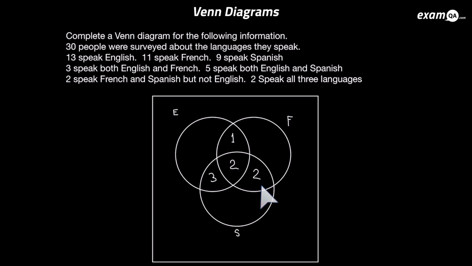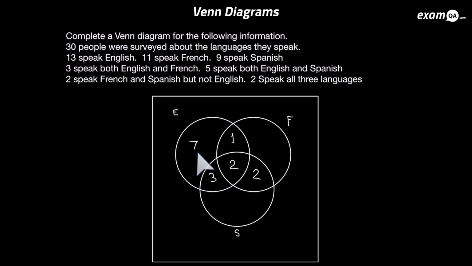So the next piece of information I'm going to do is 13 speak English. As I showed you earlier, English is everything in the English circle. All of this is 13. Since we know all of this is 13, we can subtract the 3, 2 and the 1, which in total is 6 from that 13, leaving us with 7, and put that 7 right in that last bit remaining.